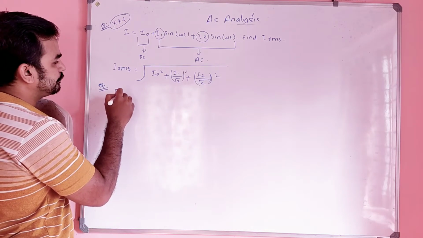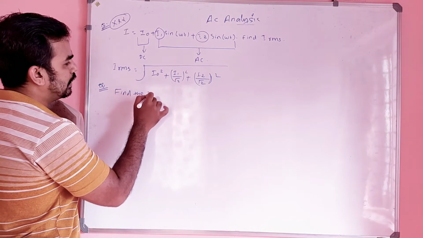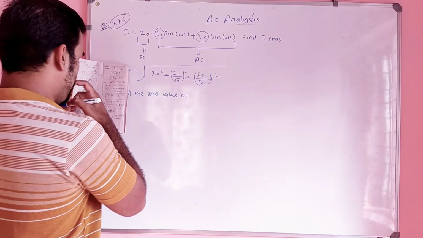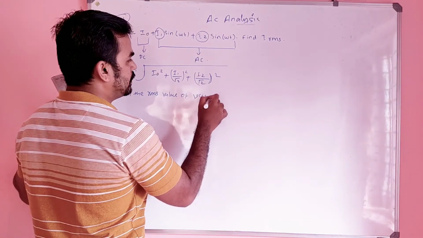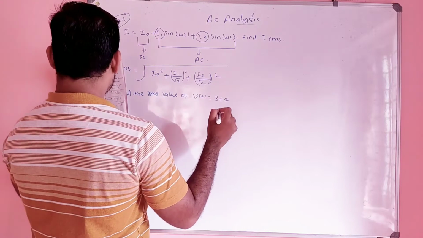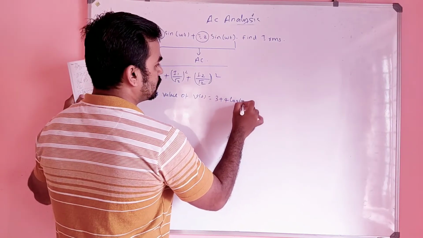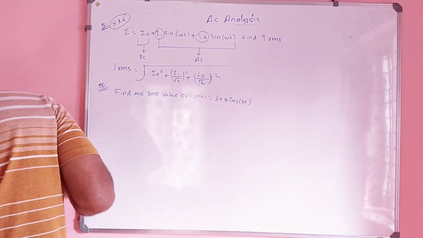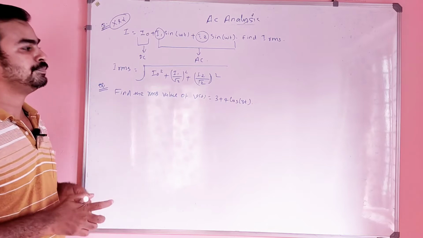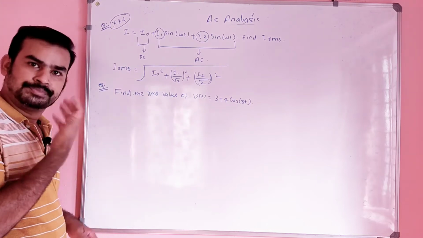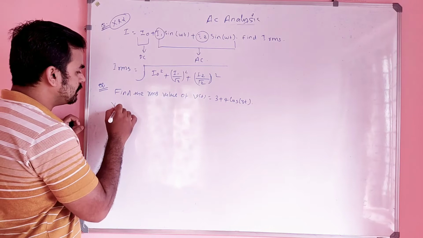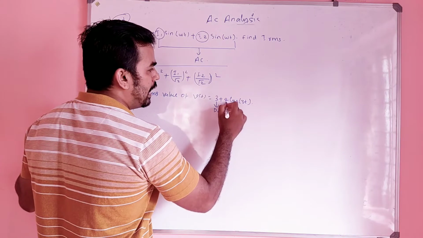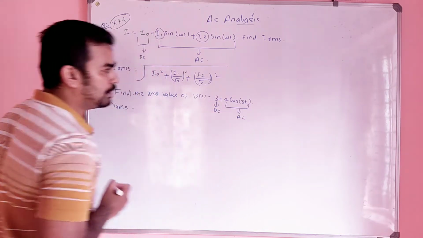Find the RMS value of v of t is equal to 3 plus 4 cos 3t. So this is what you have to find. How can we find the RMS value? Simple. VRMS, it contains a DC term, and this is a DC term, and this is nothing but an AC term.